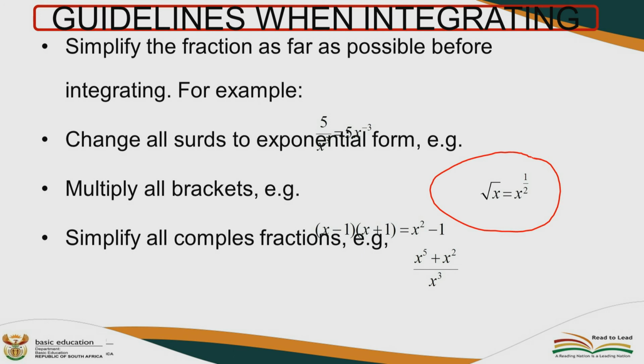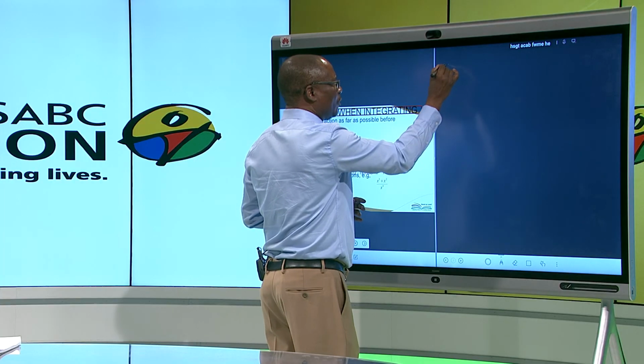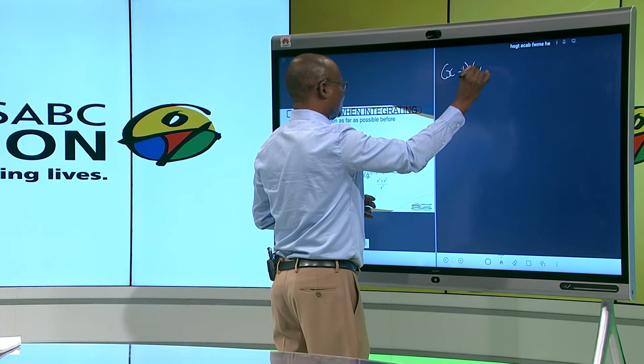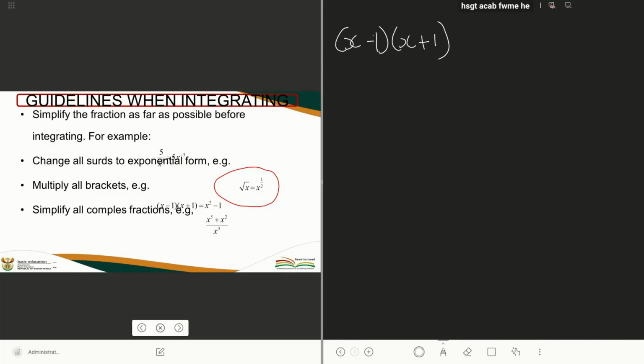Here, be very careful. If there is a product of factors, like if you have x minus 1 into x plus 1, you cannot integrate it while it is in this format. Firstly, ensure that you have simplified it and everything is written in its simplified exponential form, where this will give you x squared minus 1. Then the other example there is what I've already indicated earlier.